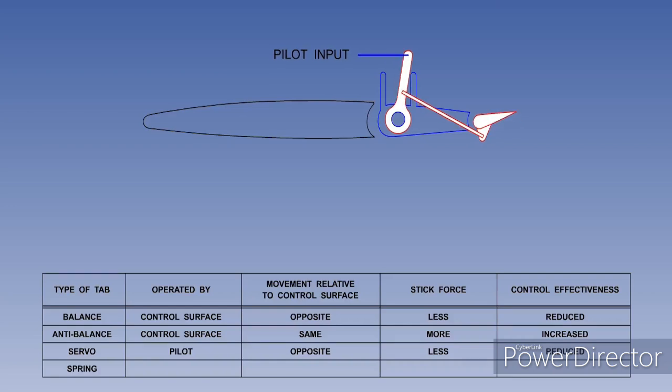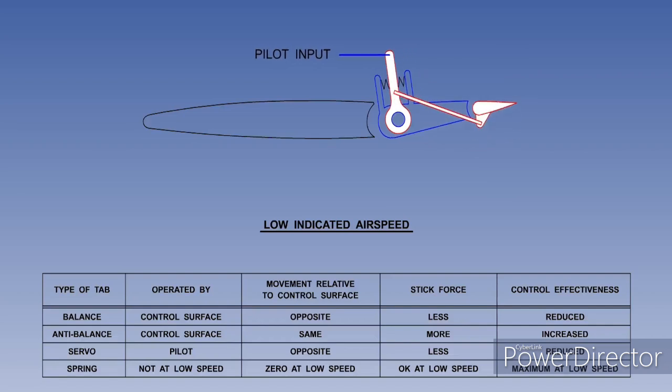When the pilot makes a control input, the spring tab is being moved directly by the pilot without any direct input to the control surface. So far, exactly the same as the servo tab. But now you can see there is a spring fitted between the horn and the control surface, so that when the pilot makes an input at low IAS, the control surface and the spring tab move together, giving maximum effectiveness.